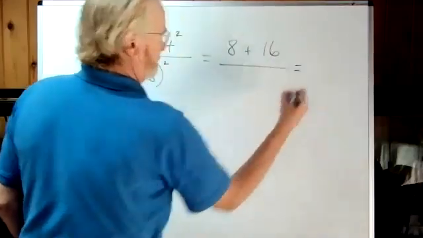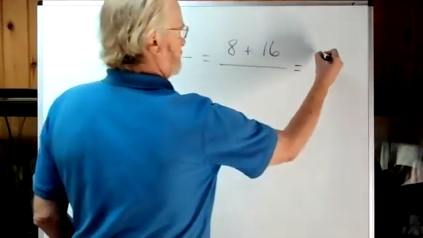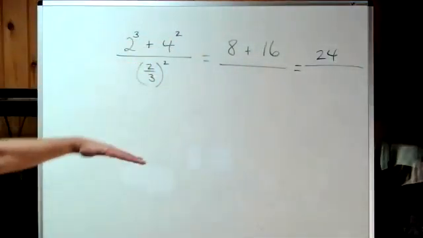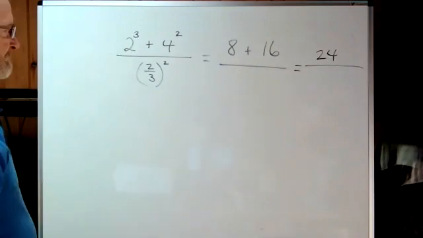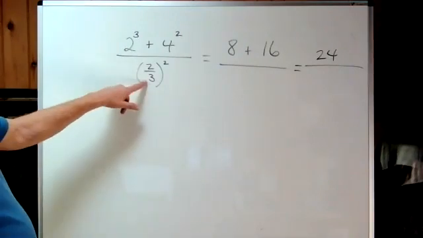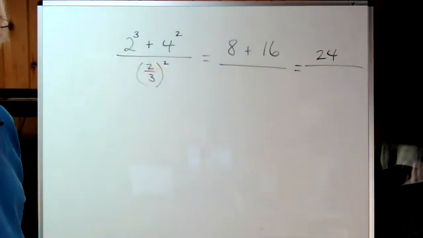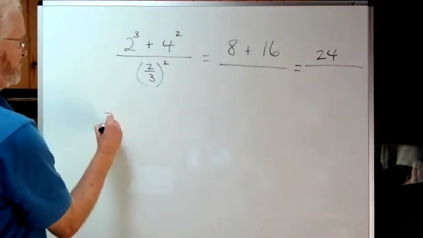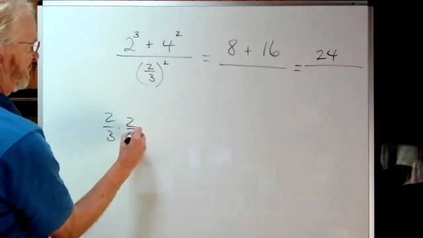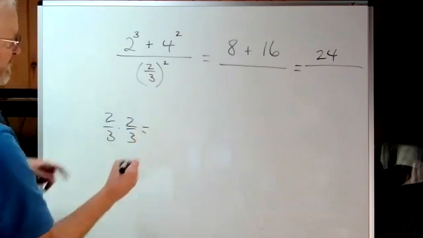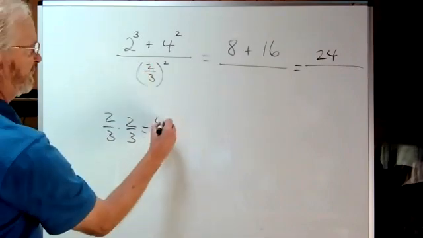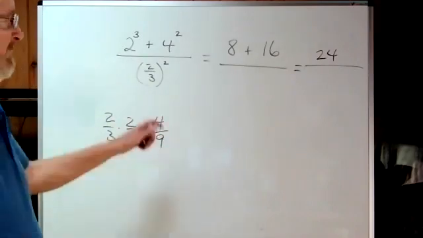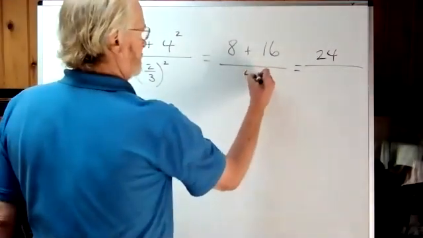And I'll go one step further here and say, okay, that's going to get us to 24. I mentioned yesterday we like to show steps vertically, but I'm saving board space. All right, 2/3 squared. Oh, we haven't put exponents on fractions before, but that just means 2/3 times 2/3. Square the top number, 4. Square the bottom number, 9. 2 times 2, 3 times 3. That is 4/9.